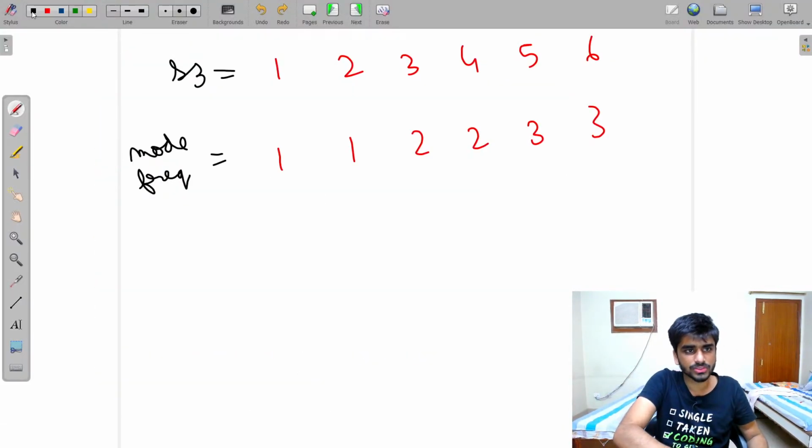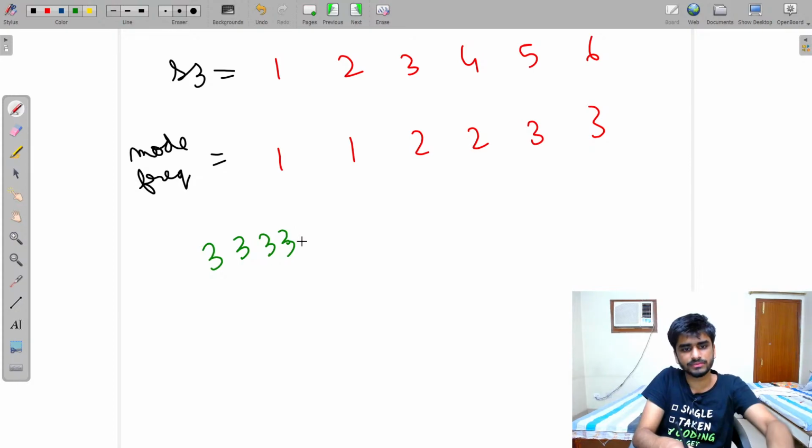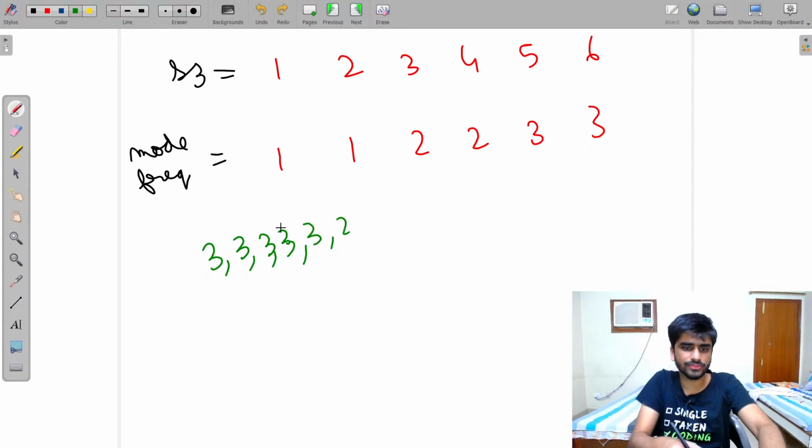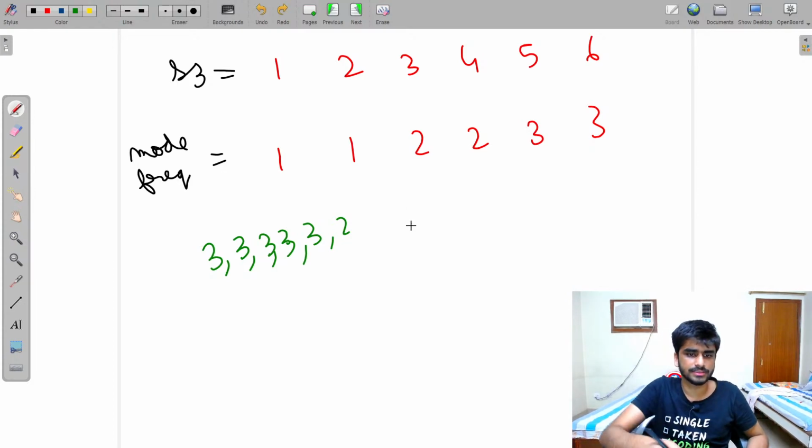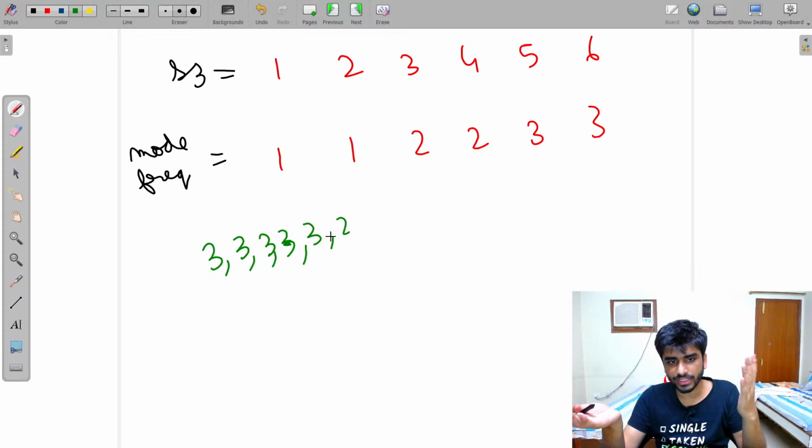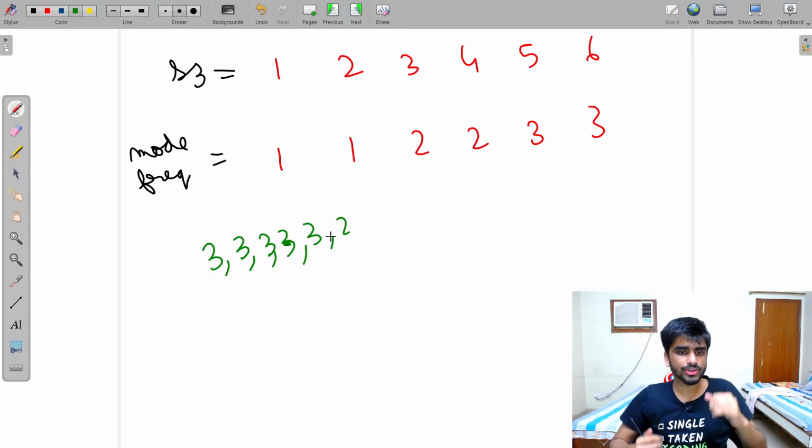Okay, so what do we do in a case when a certain element has a very high frequency? So let's say we have something like 3, 3, 3, 3, 3, 2. If we have an array that has a lot of 3s, obviously we can see that the number of occurrences of 3 is much more than the allowed frequency. So what should we do here?